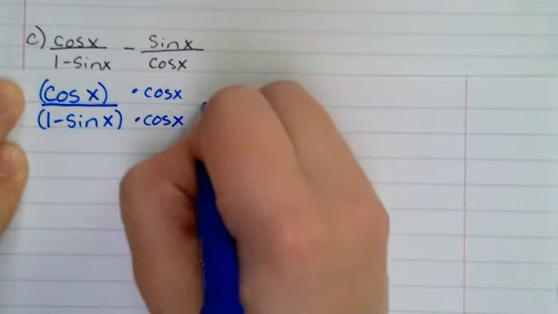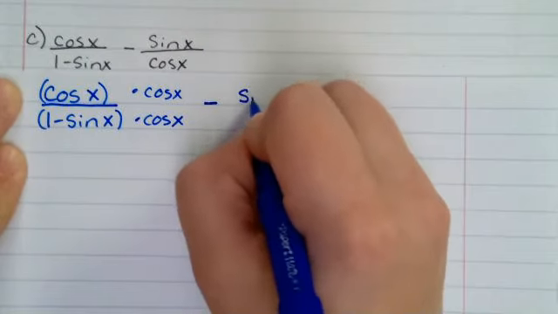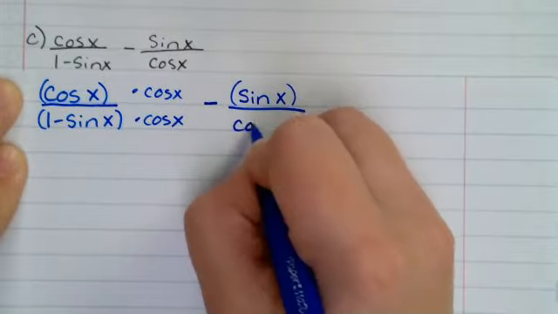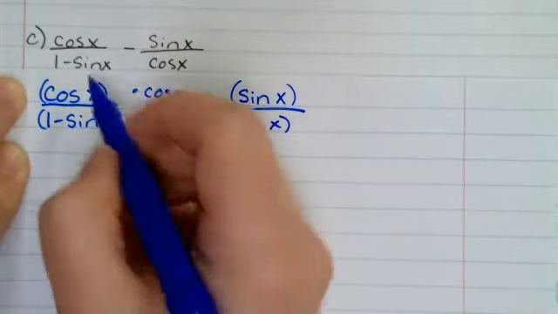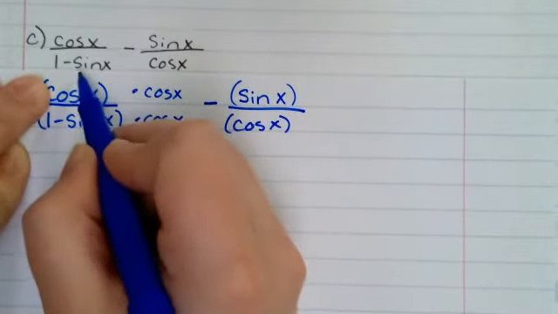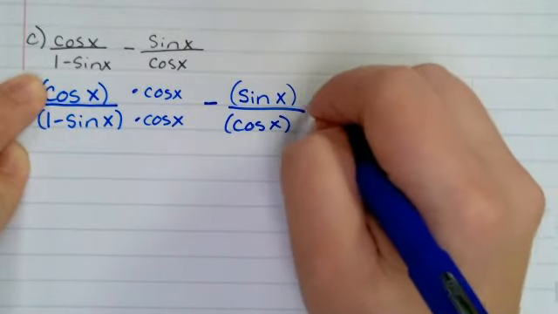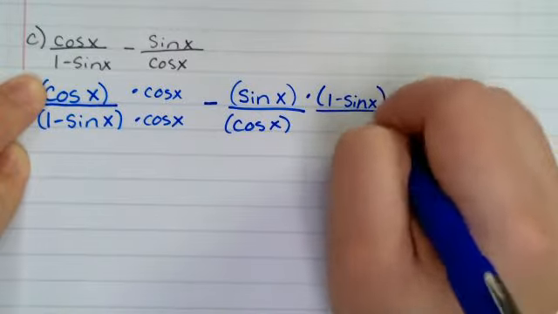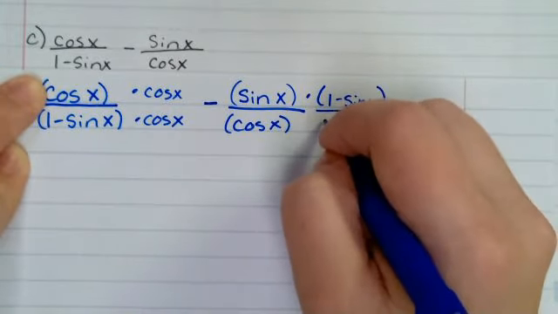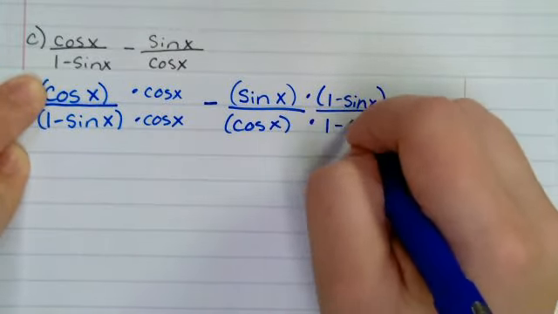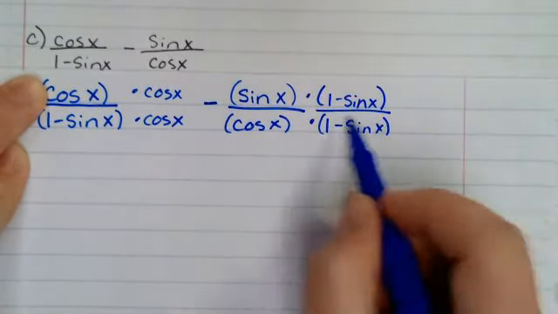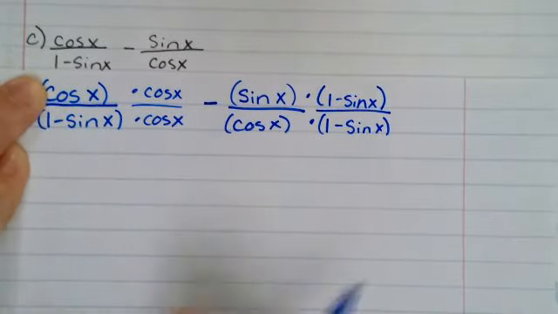Over here, I'm going to take this other one, and I'm going to multiply it, top and bottom, by the denominator of the first one. So I'm going to do times 1 minus sine of x over 1 minus sine x. You don't have to draw the bar in between there. You can or not. Just kind of depends on you.